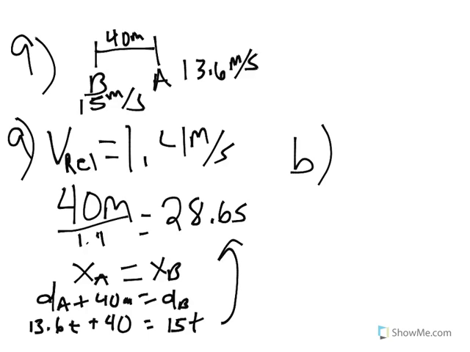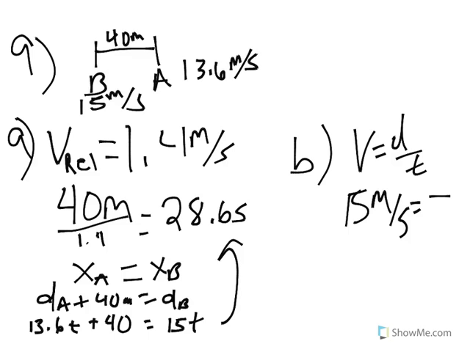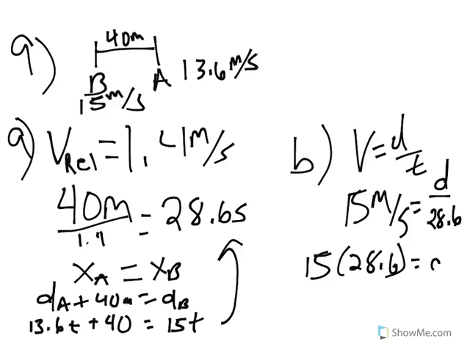So the second question was, how far had BB gone? There's too many B's in this thing, so that would just be the formula V equals D over T. He's going 15 meters per second for 28.6 seconds. So you can solve for D. It should be 15 times 28.6, and I'll let you do that on your own. That is the answer. Alright?